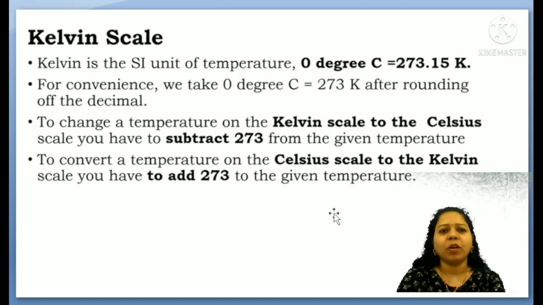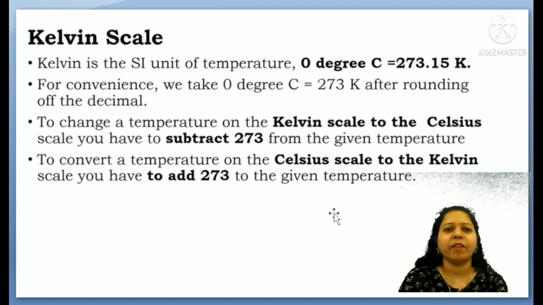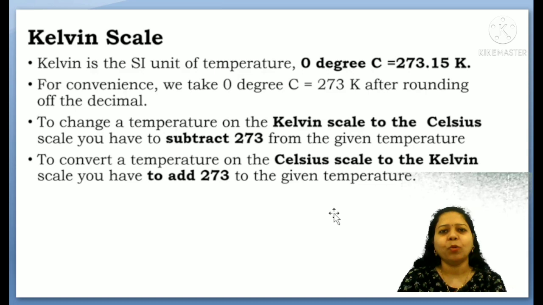Means if we want to convert temperature from Kelvin to Celsius, then we subtract 273 from that, and if we want to convert it from Celsius scale to Kelvin, then we add 273 to Celsius, and we get that temperature on the Kelvin scale.